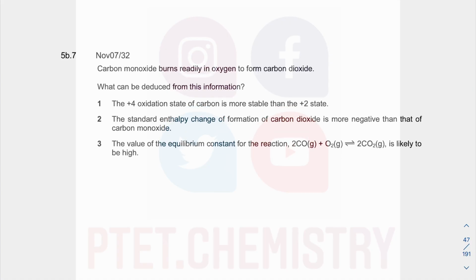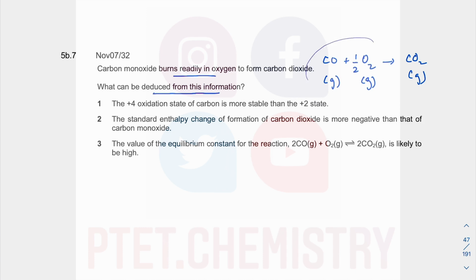In this next question, we have carbon monoxide burns readily. So in the previous question, hydrazine does not burn readily, does not burn spontaneously, but carbon monoxide burns readily in oxygen to give you CO2 gas, like this. And I have to balance my equation. What can be deduced from this information? So I wrote a balanced equation already.